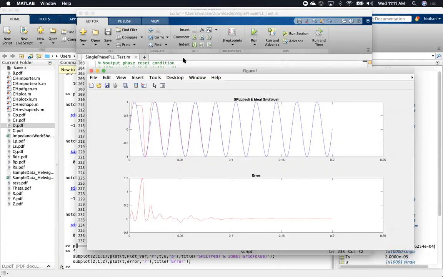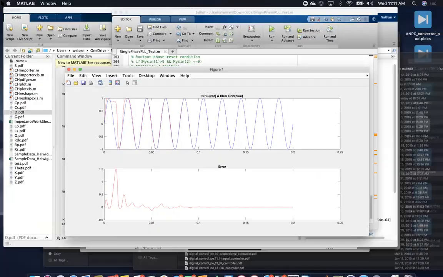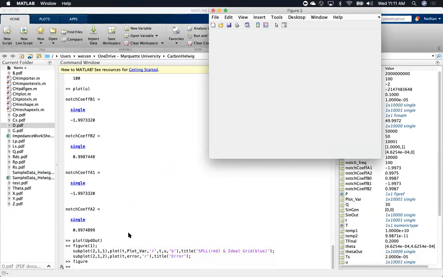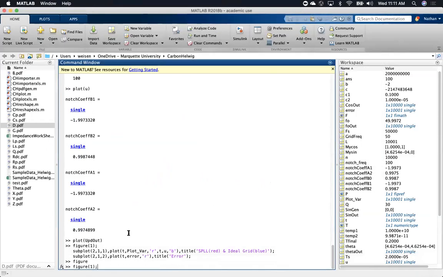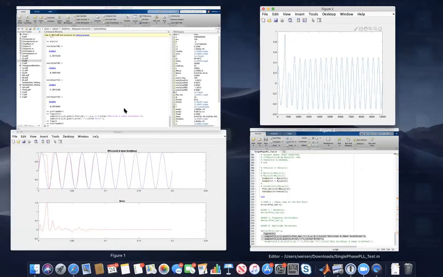And destroy my other one. Okay, so this red error plot is actually the DC offset of that signal that I just plotted, and it ruined it. Okay, let me bring the other one up again. Okay, so we have our two waveforms.